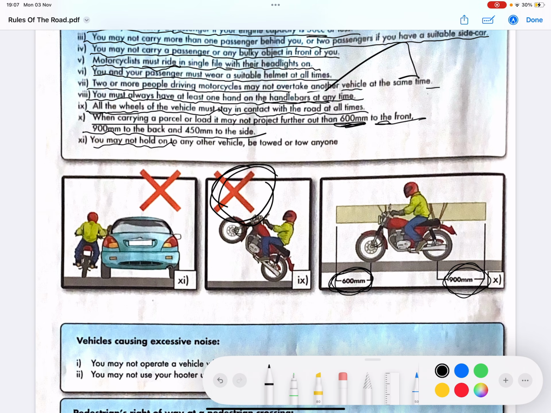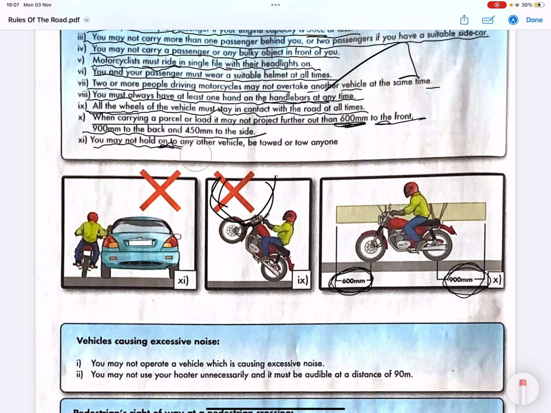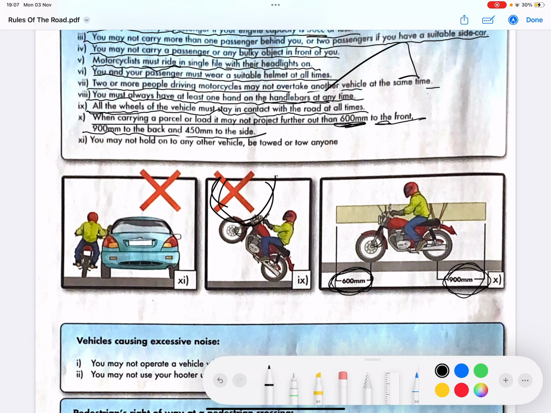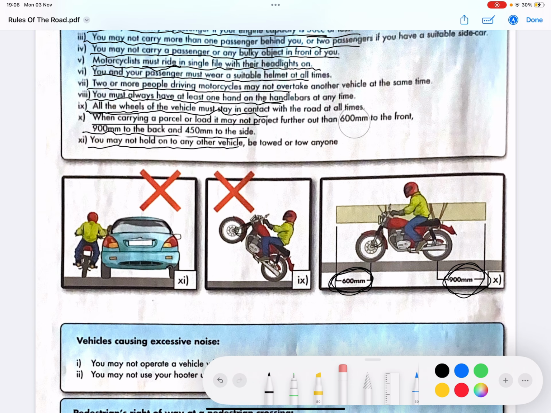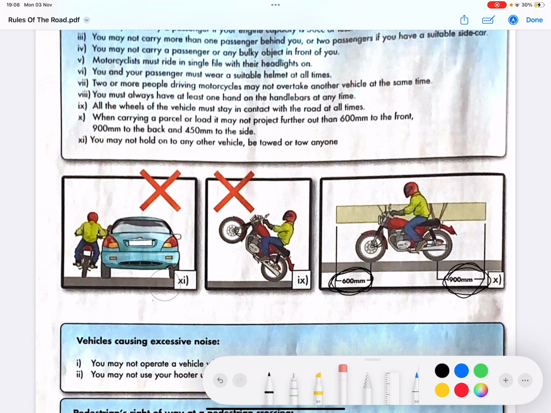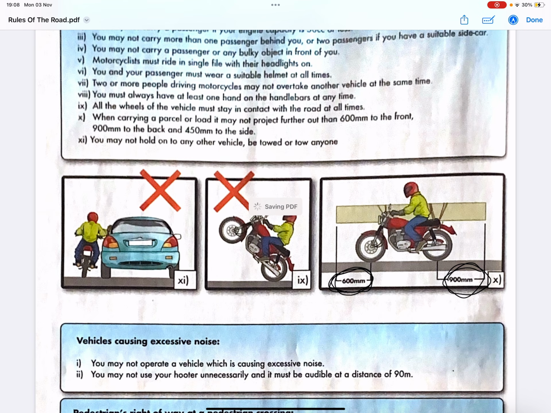You may hold on to any other vehicle. Wait, you may not. Why am I saying you may? Listen, they're saying here, you may not hold on to any other vehicle, be towed or tow anyone. You cannot be towed by a vehicle. You can't have motorcycles towing each other. No, you don't do that. Or motorcycles towing a car, you may not do that. Okay? Right. You are not allowed to do that, my friend.